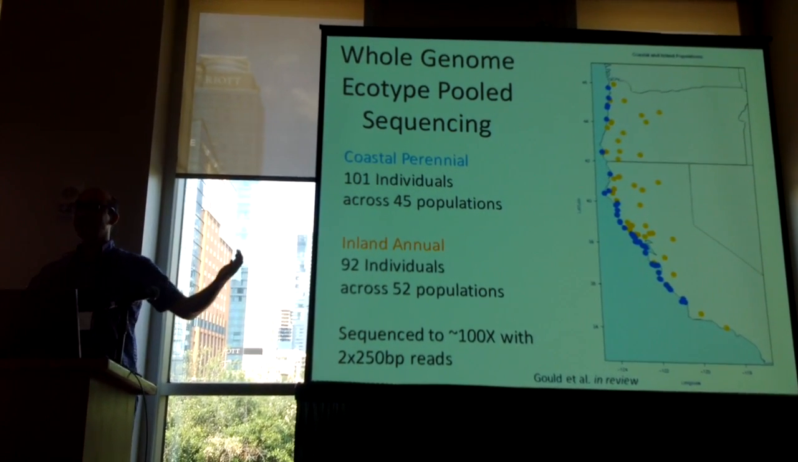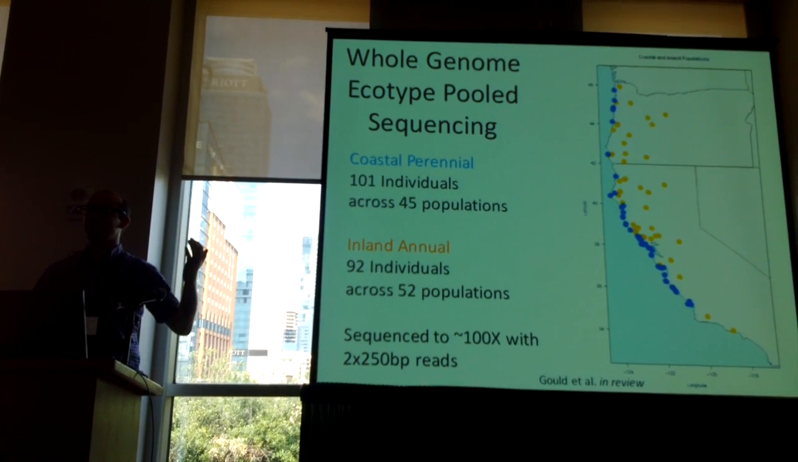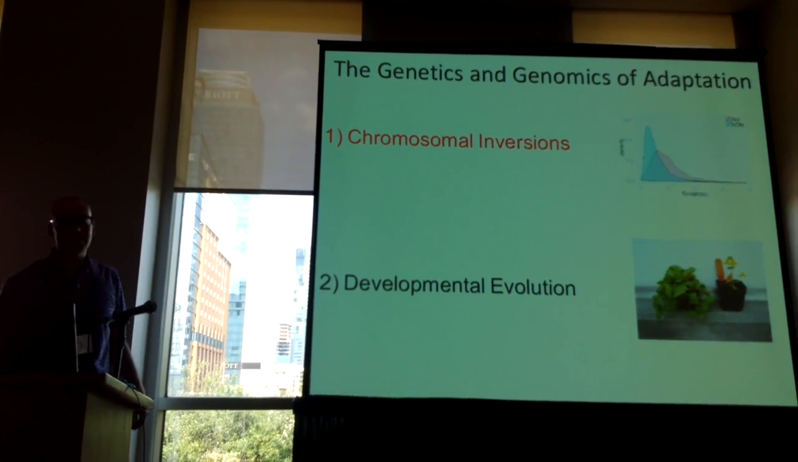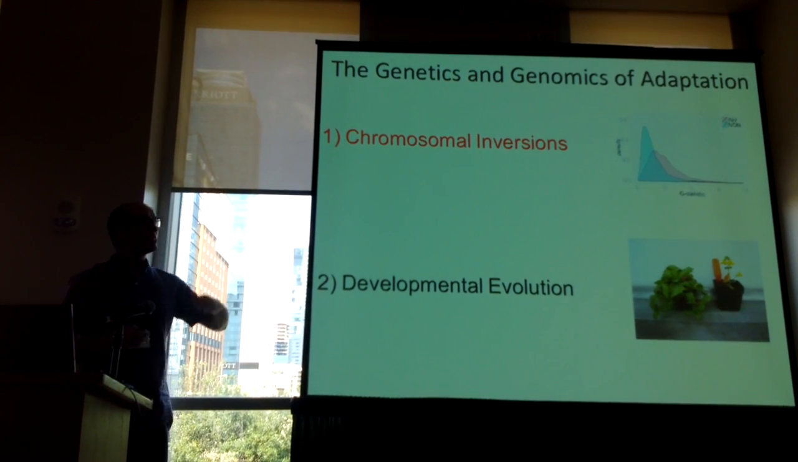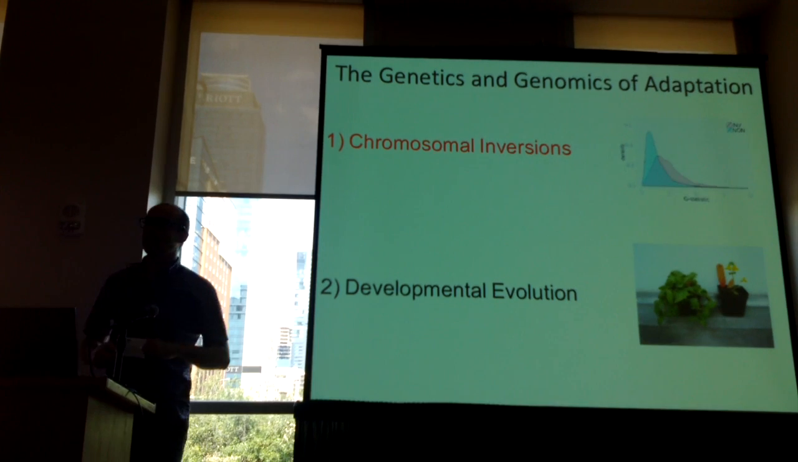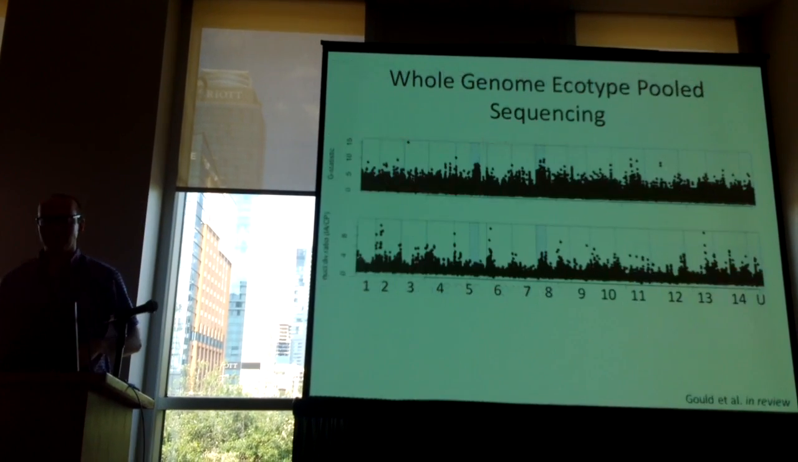So that's 10,000 SNPs per dollar, which is like 23andMe, right? And so I'm going to tell you about those results, the results having to do with chromosomal inversions, and then also about this developmental evolution difference of ecotypes.